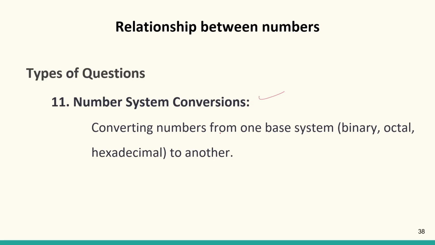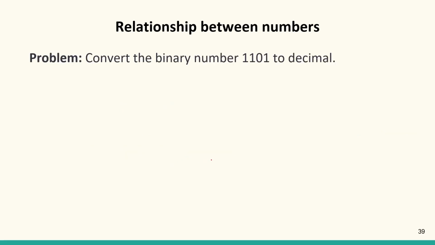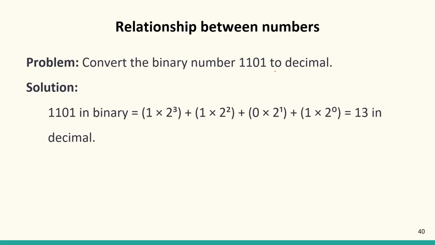Okay, so let's jump into the 11 kind of question, that is number system conversions. Okay, converting numbers from one base system, binary, octal, and hexadecimal, to another. So convert the binary number 1101. So the given number, binary number is 1101 to decimal. Okay, so what we need to do is, 1101 in binary is equal to 1 into 2 power 3 plus 1 into 2 square plus 0 into 2 power 1 plus 1 into 2 power 0, that is equal to 13 in decimal system.